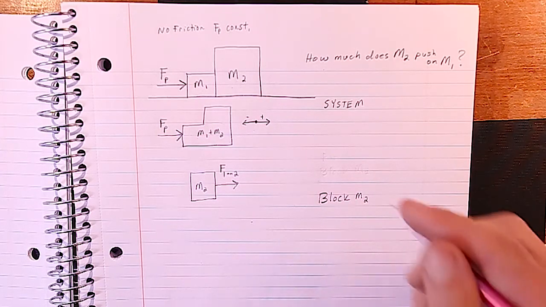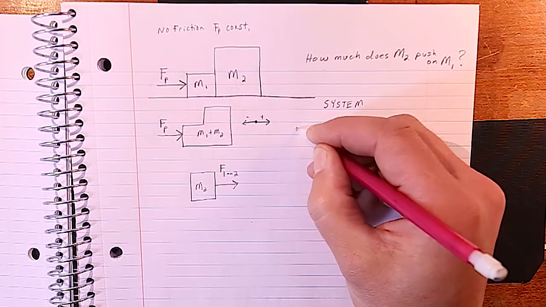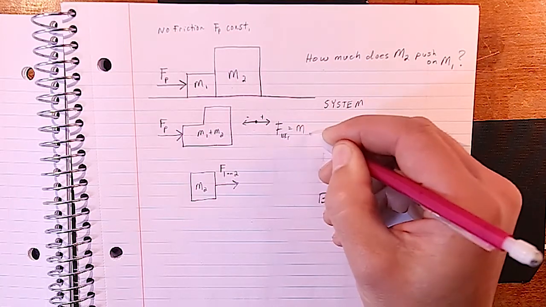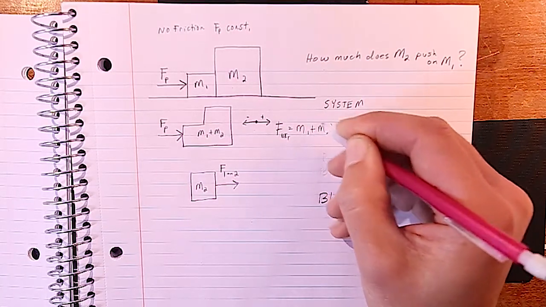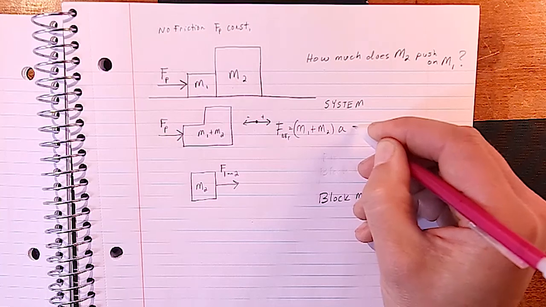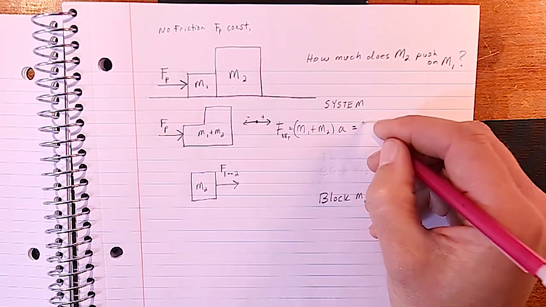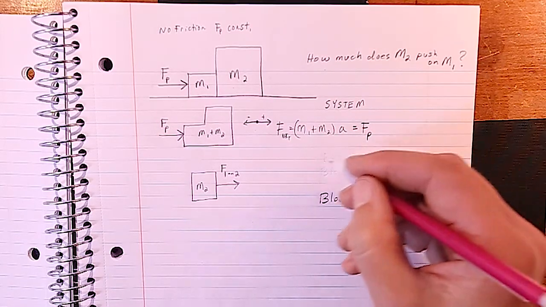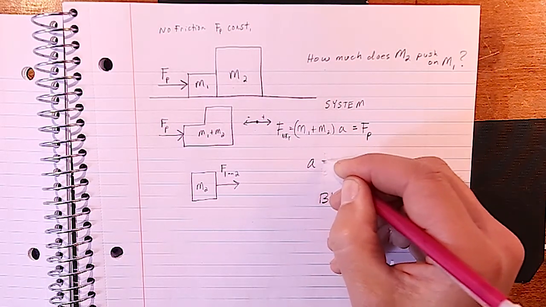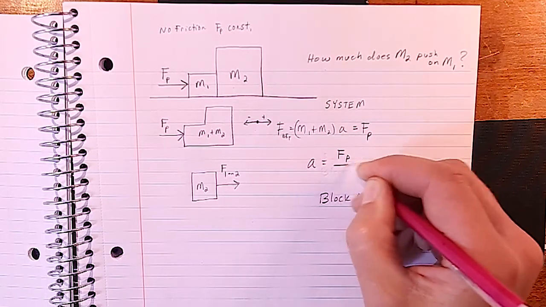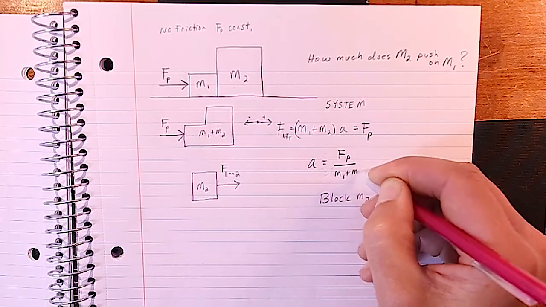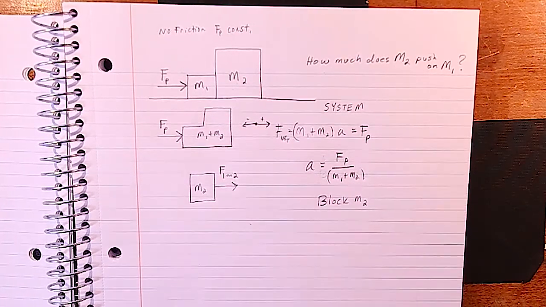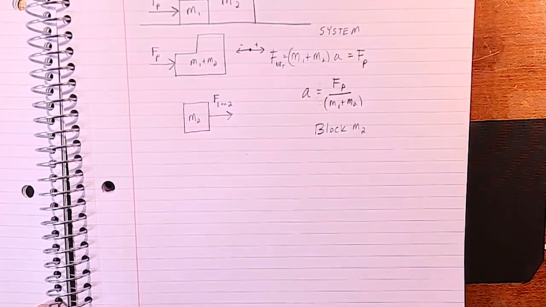So to do that, we're going to do F net equals M1 plus M2 all times a, and that's going to be equal to just Fp. So what is the acceleration? The acceleration is just Fp divided by M1 plus M2. So now we can solve for the force on block M2.